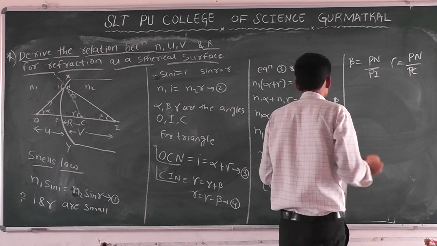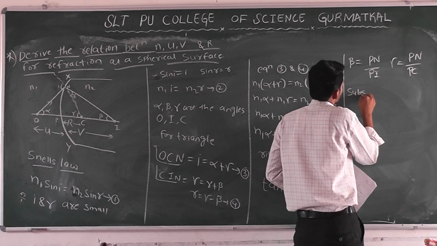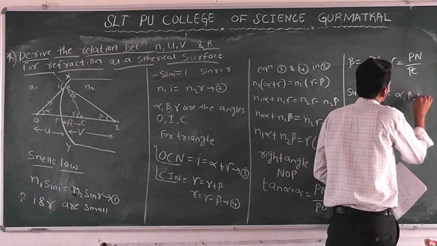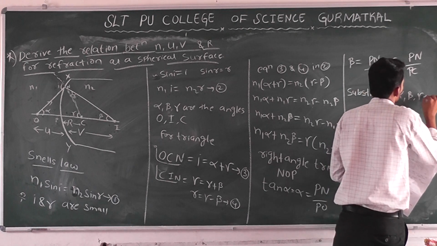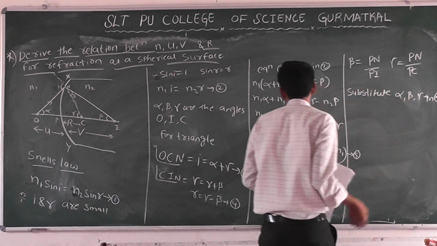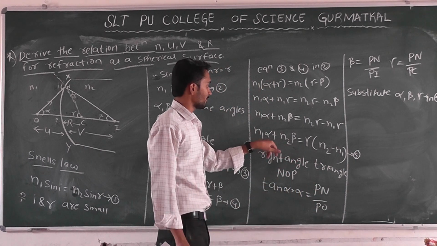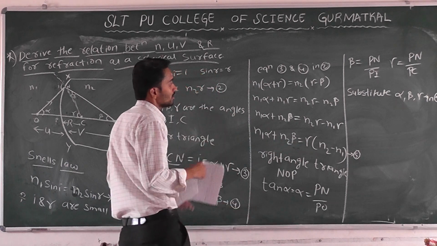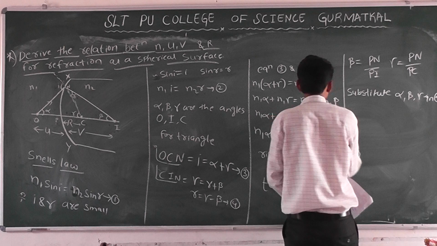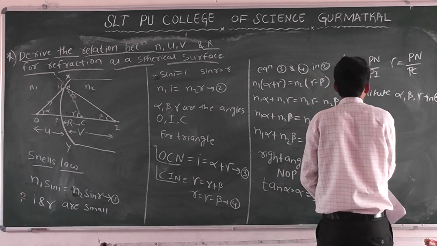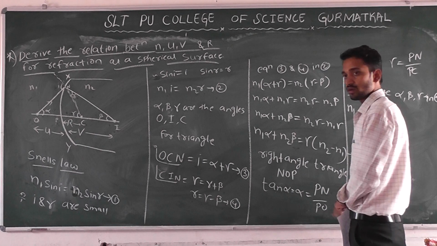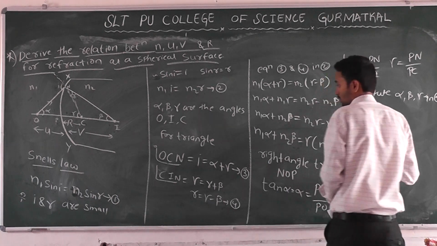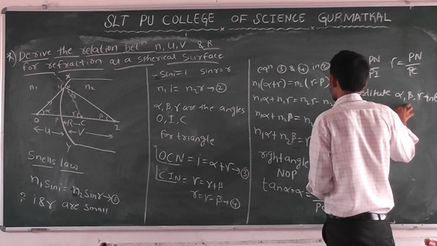So substitute alpha, beta, gamma in equation 5. Here is the alpha value, here the beta value, and there is the gamma value. So we will substitute alpha, beta, gamma in equation 5. I will write the same equation, n1 times alpha. What is alpha? PN by PO. I will write PN by PO.